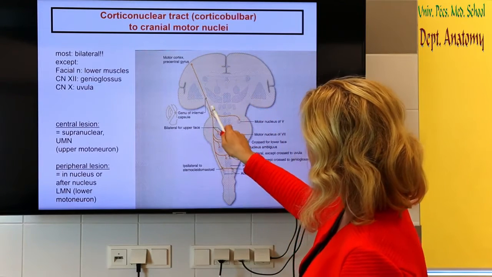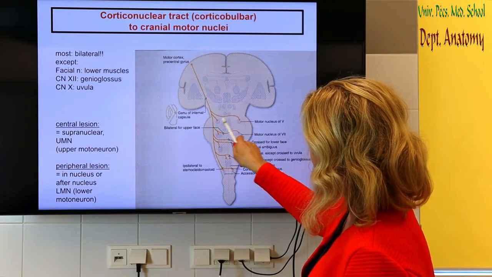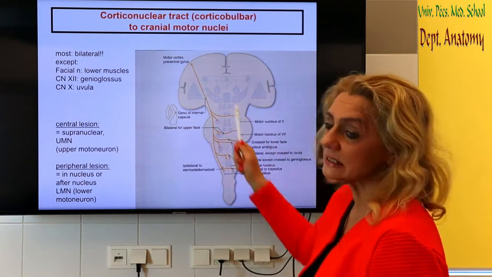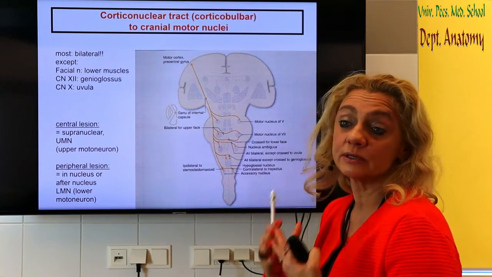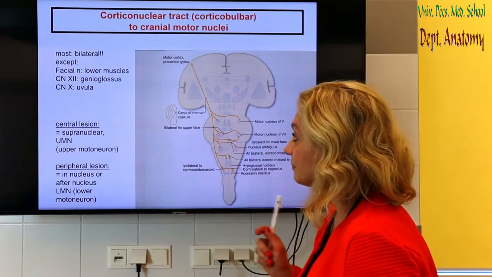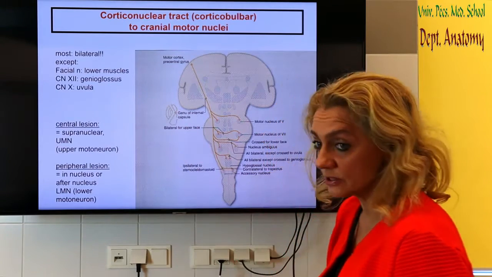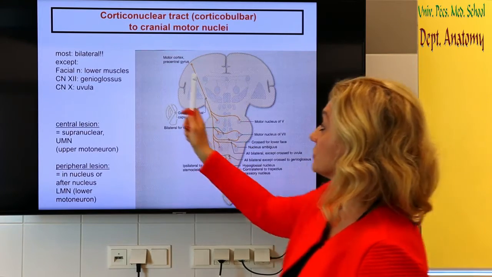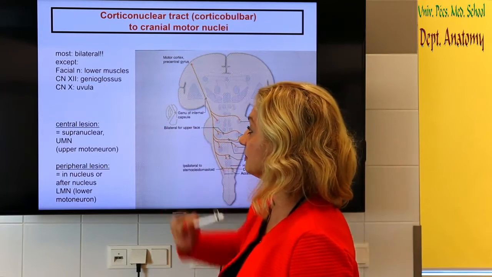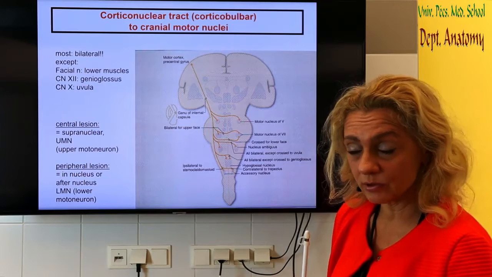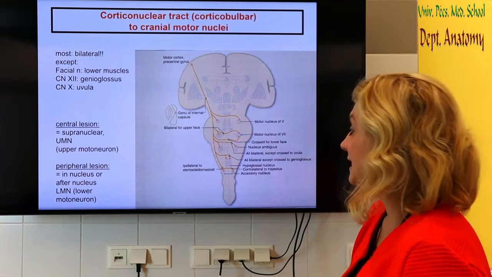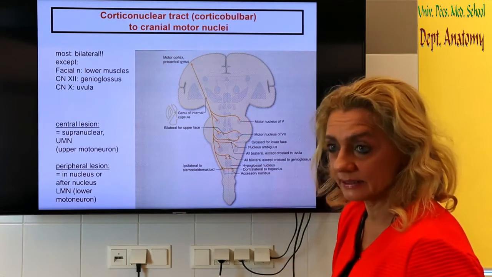So the descending pathway here, you can see, gives innervation to both sides. And this is very important clinically, because if one side is lesioned, the muscle is still going to be intact because it receives innervation from the other side too. Except, and here you can see the exceptions, and this is something you have to know: the lower muscles innervated by the facial nerve, the genioglossus muscle innervated by the hypoglossal nerve, and the uvular muscle innervated by the vagus. These receive innervation only from the other side.